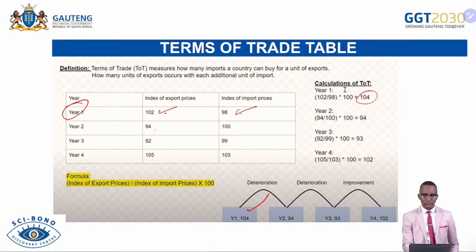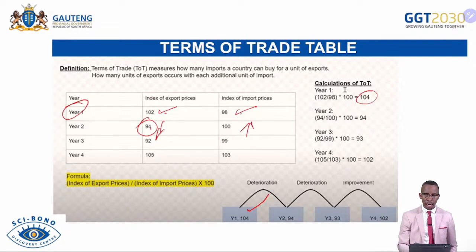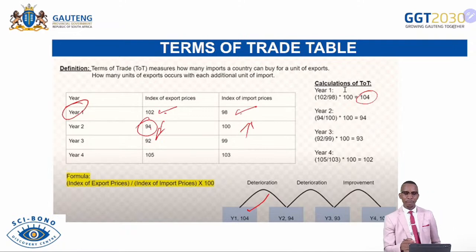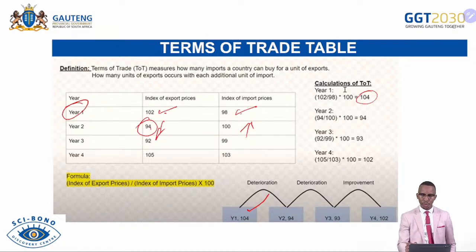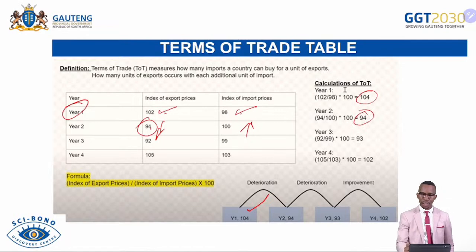Year number 2, index of export is 94. So if you can check, the index of imports is increasing, index of exports is decreasing. This one is going down, this one is going up. Then as a result, what happens? Our terms of trade will decline as a country, because as we do this, year number 2, 94 over 100 times 100, we get 94. So in that case, our terms of trade are declining from 100 to 94.